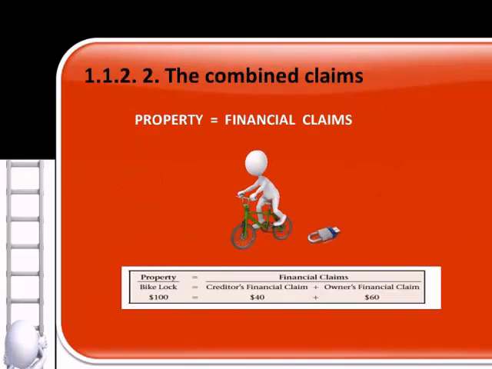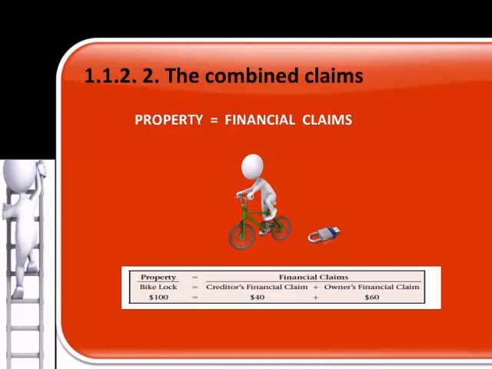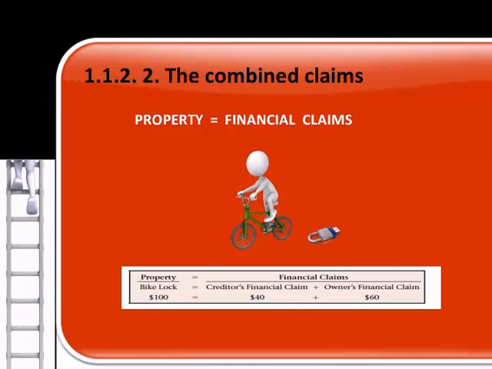Moving on to the next point, the combined claims. For example, suppose you want to buy a $100 lock for the mountain bike, but you have only $60. You pay the store $60 and sign an agreement to pay the remaining $40 over the next 2 months. Since you owe the store $40, you share the financial claim to the lock with the creditor. The creditor's financial claim to the lock is $40 and your claim is $60. The combined claims equal the cost of the property.